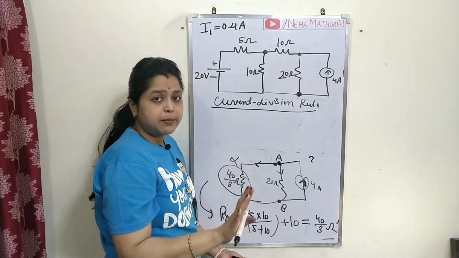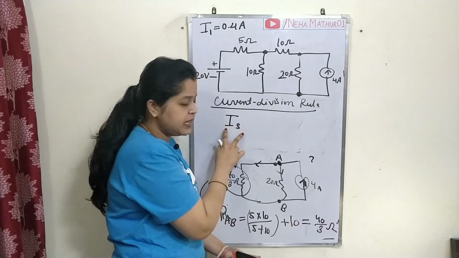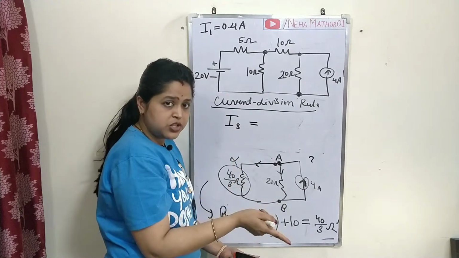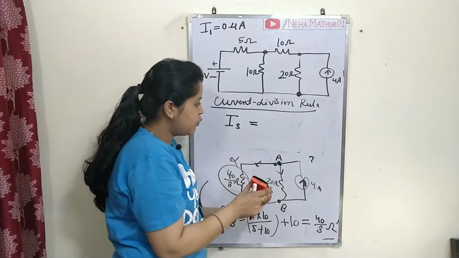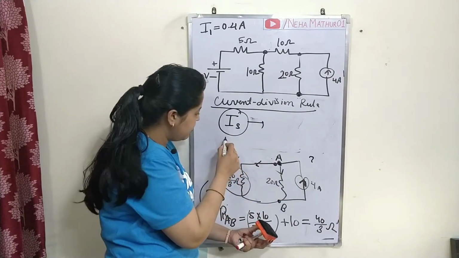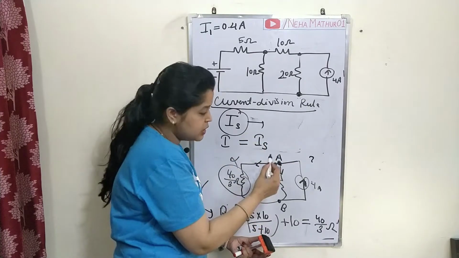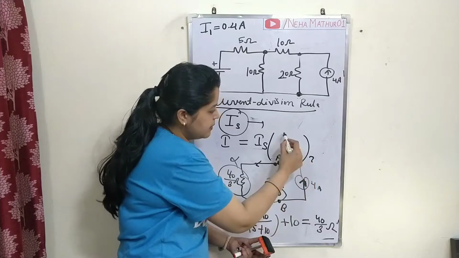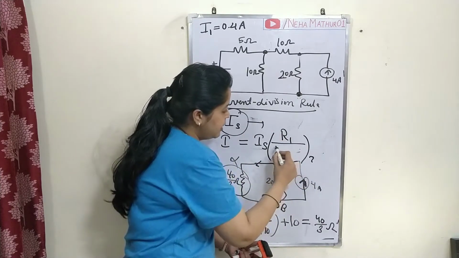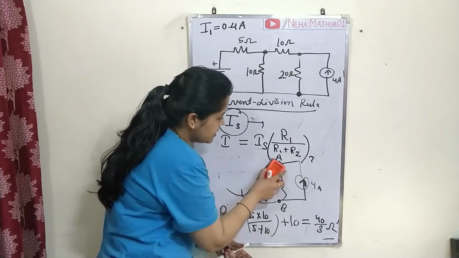So as per the concept of the current division rule, if you have a source of current, any current source, and you want to divide that current across any branch, then the current will be equal to the total current, that means the current source, multiplied by the opposite resistance divided by the total resistance considered in the circuit.